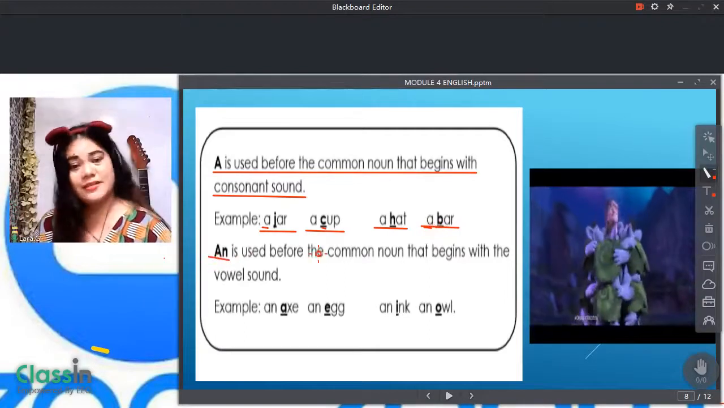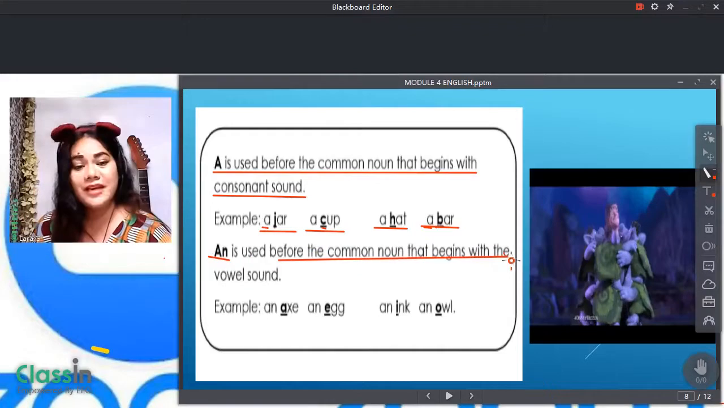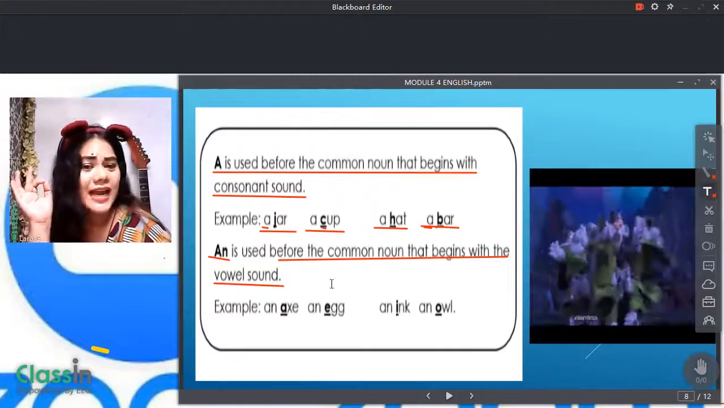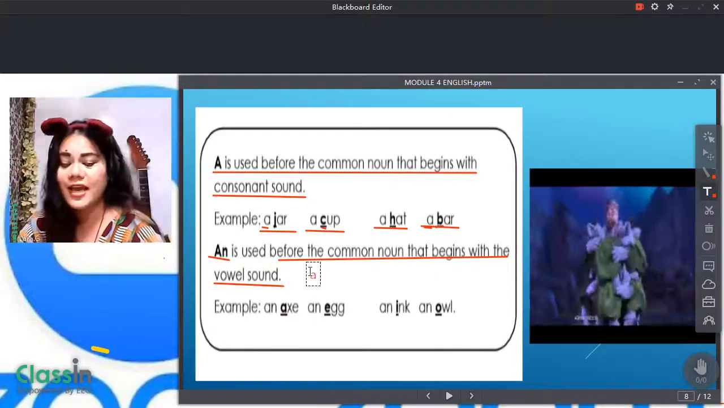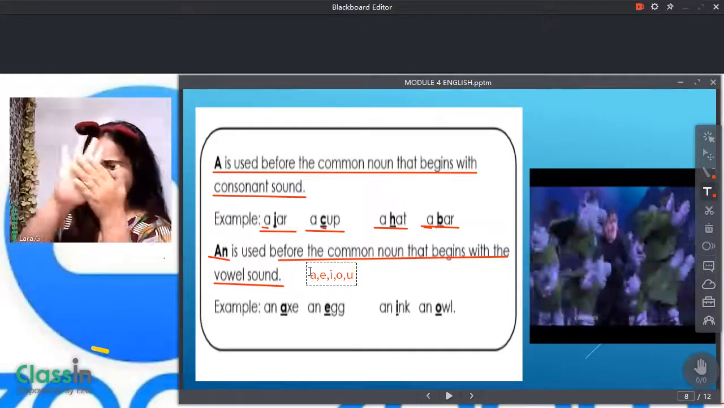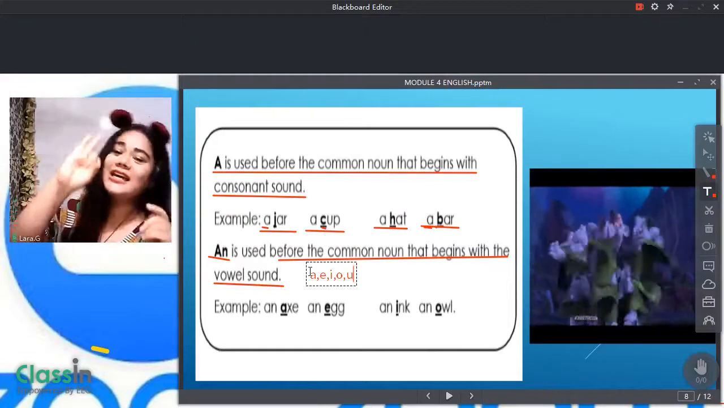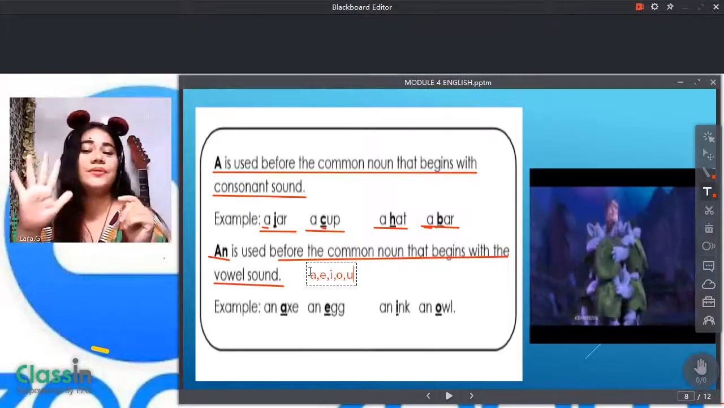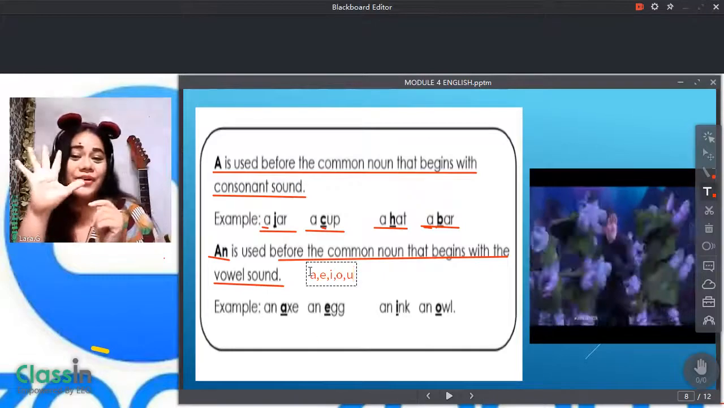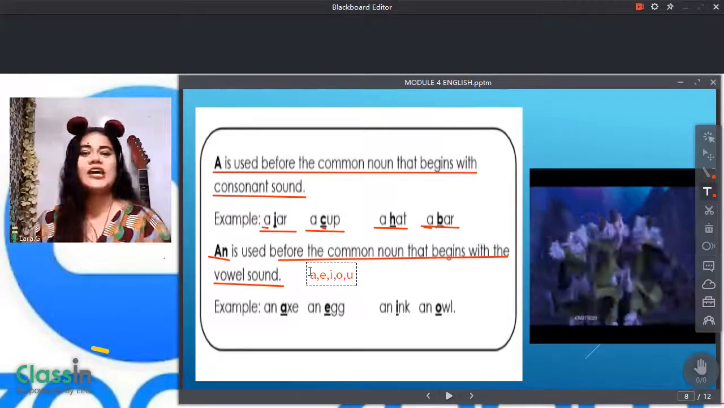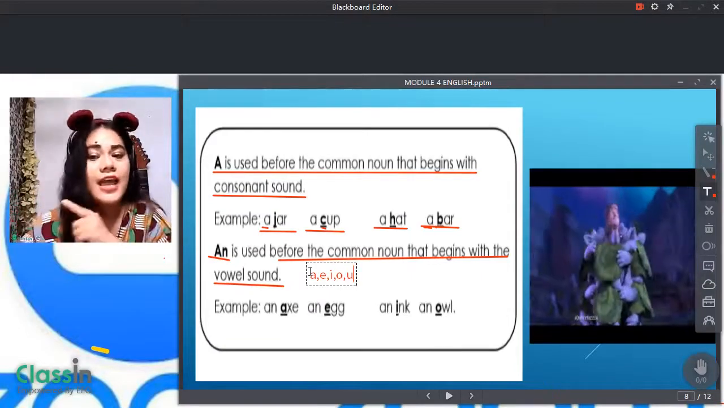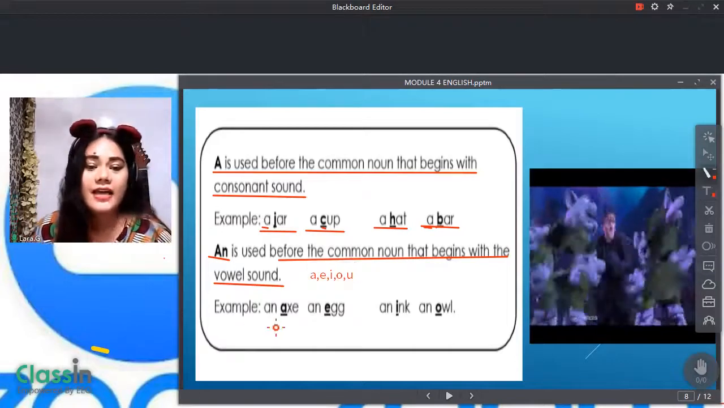While we use an before the common noun that begins with a vowel sound. You know what the vowels are already? What are the vowels again? These are letters A, E, I, O, U. Only 5. It's easy to remember. Mga patinig. A, E, I, O, U. Vowels. Okay. So when the word starts with a vowel sound, then we use an, like an axe.